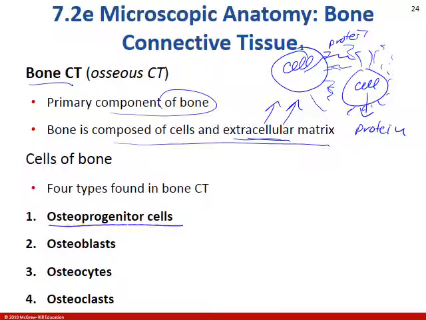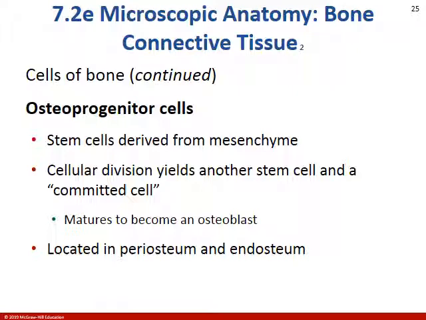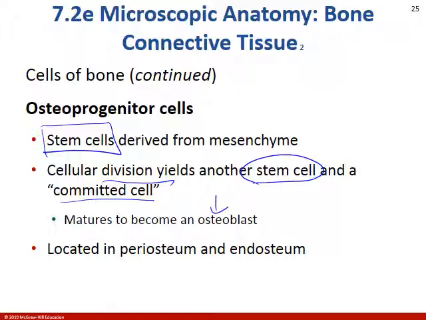So we have osteoprogenitor cells. If I slip up and say osteogenic, same thing. We have osteoblasts, osteocytes, and osteoclasts. These are basically stem cells, these osteoprogenitor cells. They're going to divide, and they're going to create another stem cell, and then a cell that's committed to become an osteoblast. And we have these, remember from the previous slides, we have cells located in both of the linings, the periosteum and the endosteum.